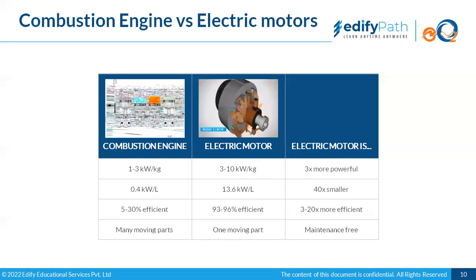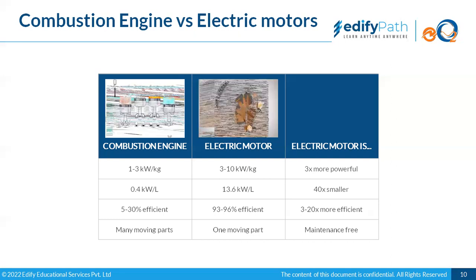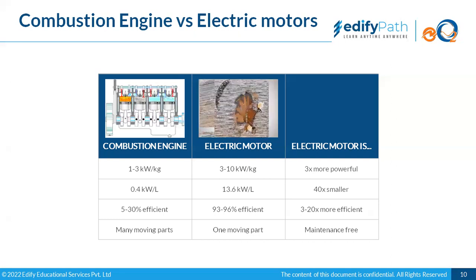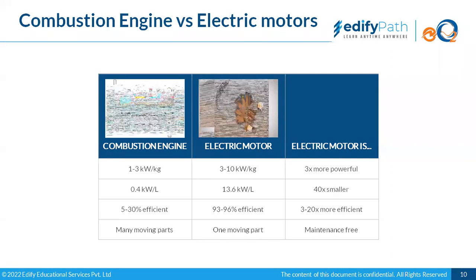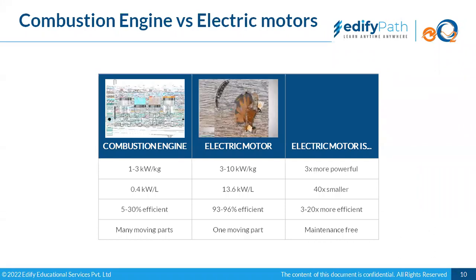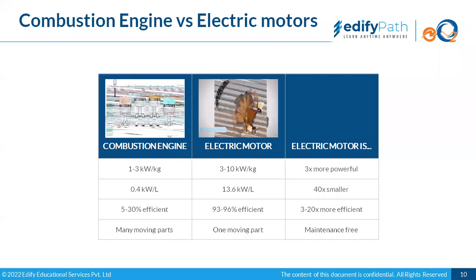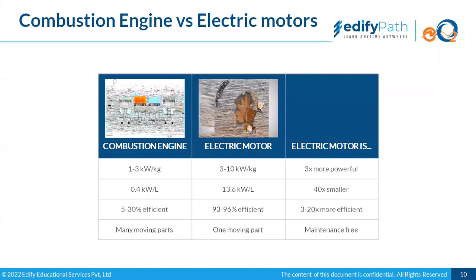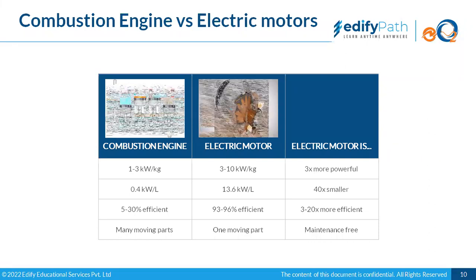And with time, if we are properly maintaining the motor, the efficiency doesn't degrade so drastically, but it happens in the case of the combustion engine. In the combustion engine, there are many moving parts. And if you talk about the electrical motors, there is only one moving part, that is the rotor. So the motors are more maintenance free in comparison to the combustion engines.